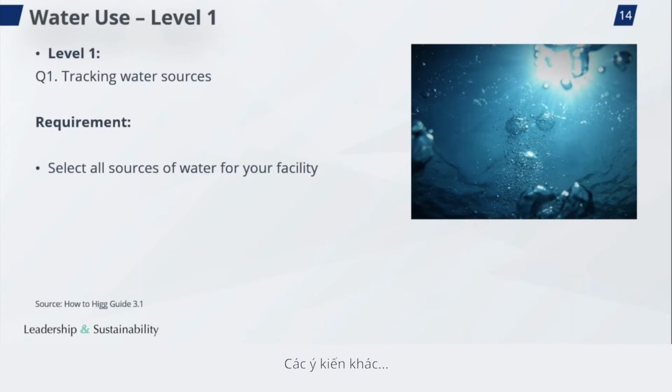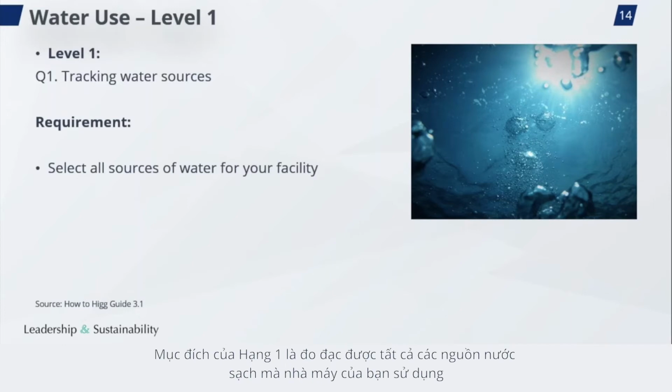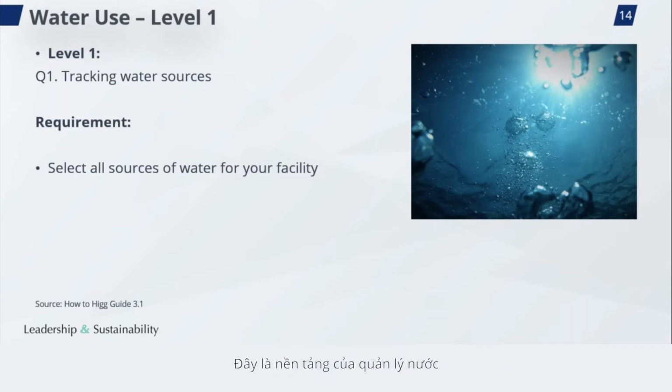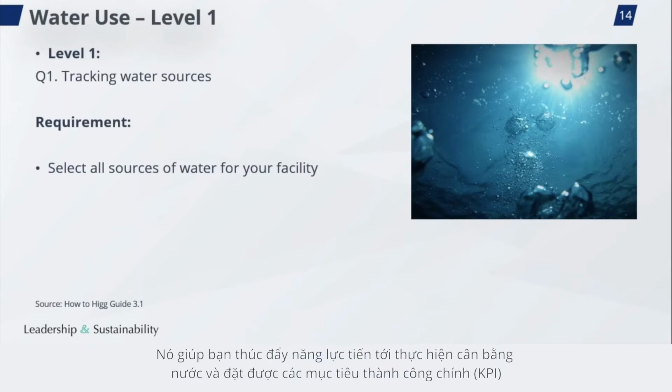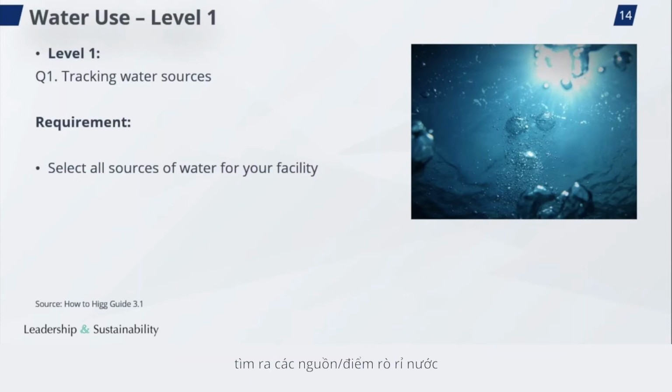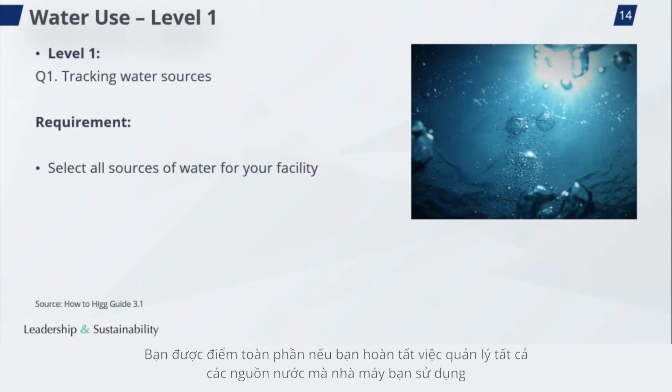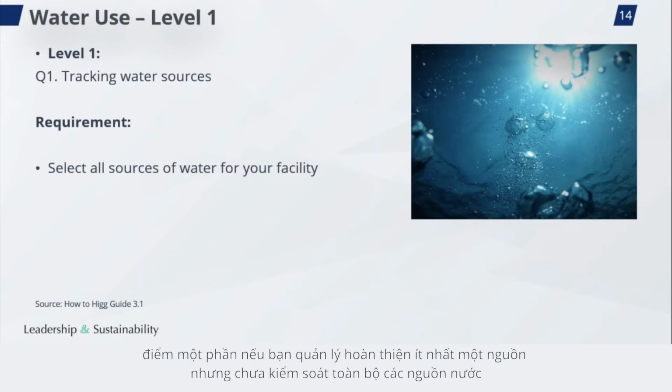The intention of the first level is that the measurement of all freshwater use from all freshwater sources is the foundation of good water management. It helps you to perform a water balance and set freshwater key performance indicators, identify water leaks, and establish and measure your freshwater footprint. You will receive full points if you are completely tracking all sources of water that your facility uses, and you will receive partial points if you are completely tracking at least one of your water sources, but are not yet tracking all of your water sources.